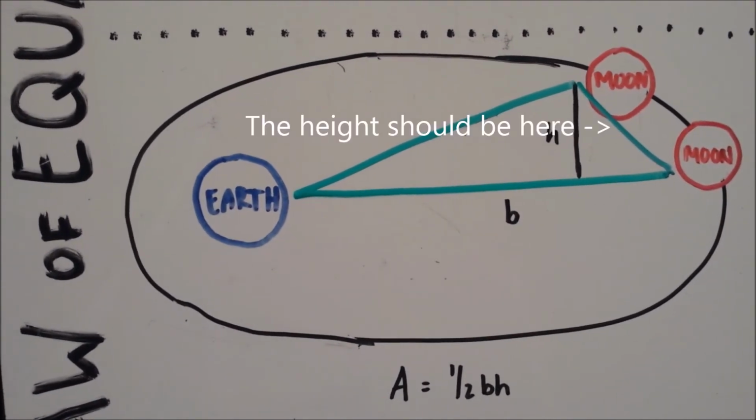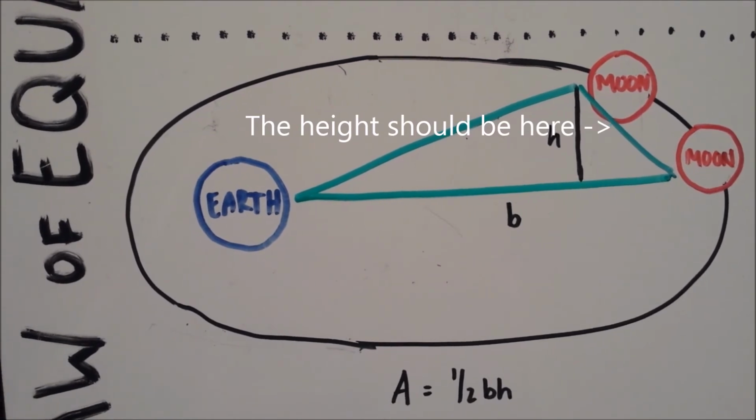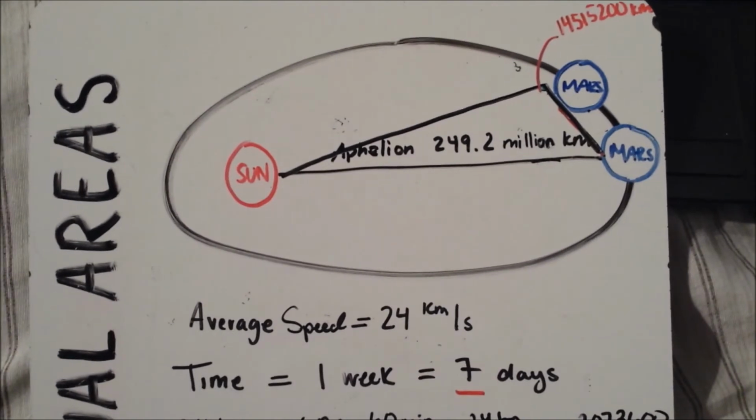In example 2, you can see you could use the area of a triangle to approximately find the area formed by the lines to the locations of the Moon.